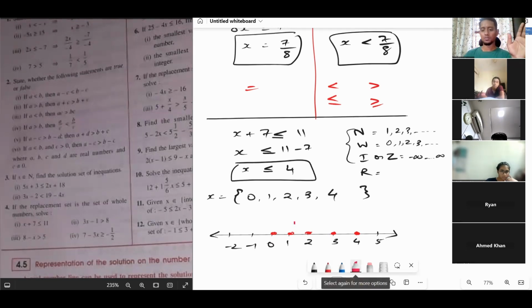So this is called what? This is called replacement set. And this is called the number line.